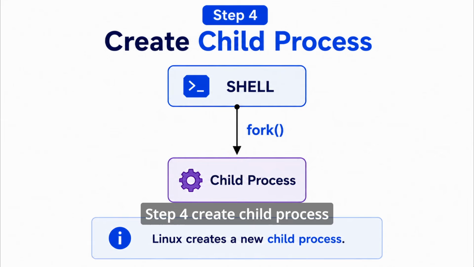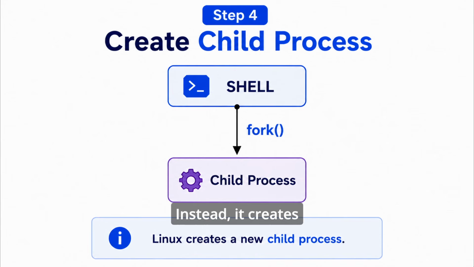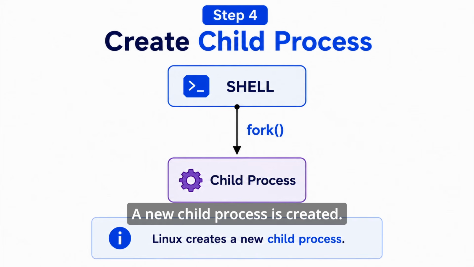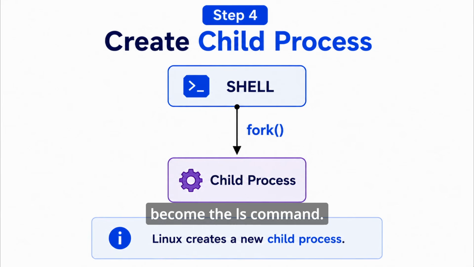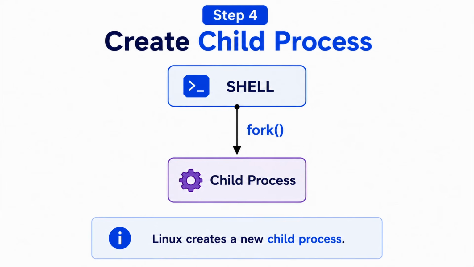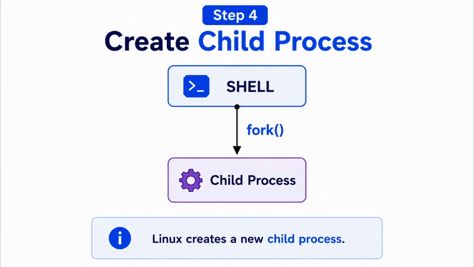Step 4. Create child process. The shell does not replace itself. Instead, it creates a new process. Linux performs this operation using fork. The original shell continues to exist. A new child process is created. This child process will become the ls command. Process creation is one of the most fundamental operations in Linux.